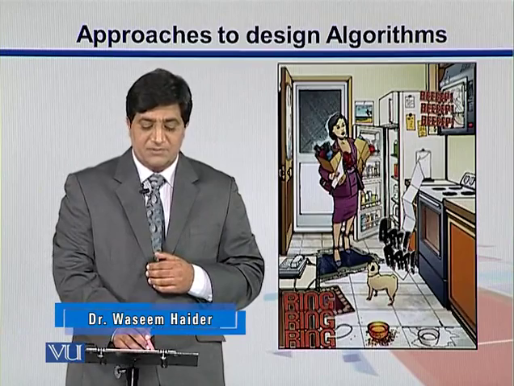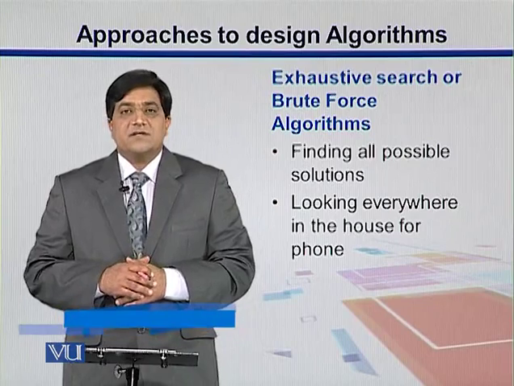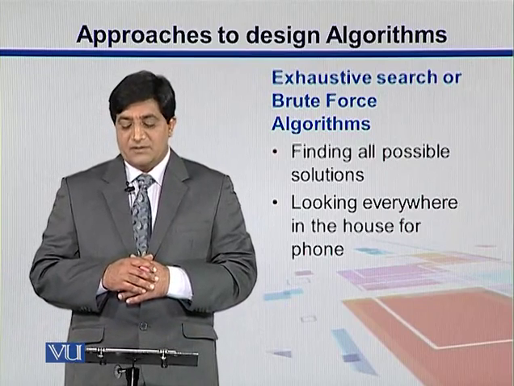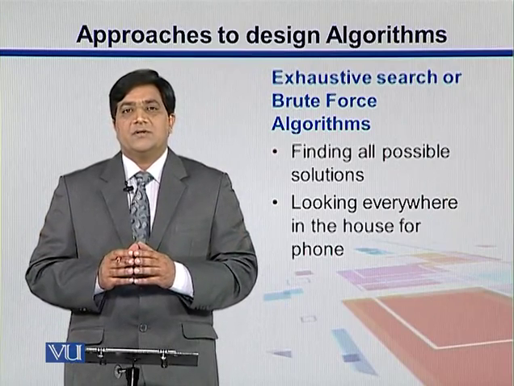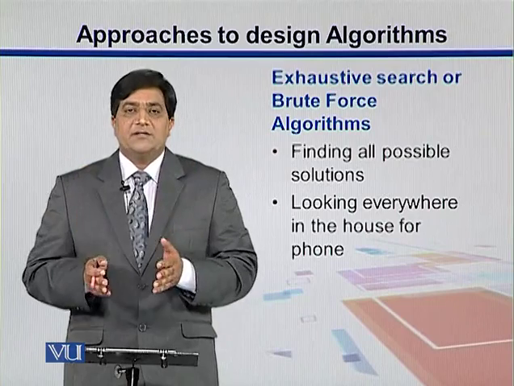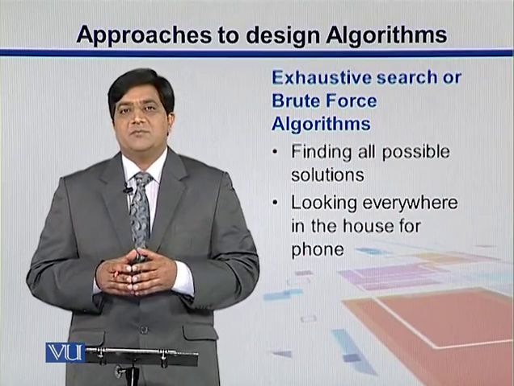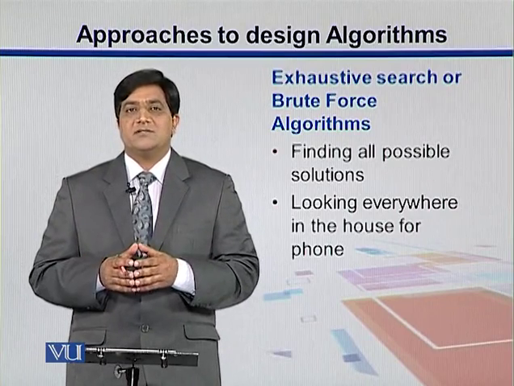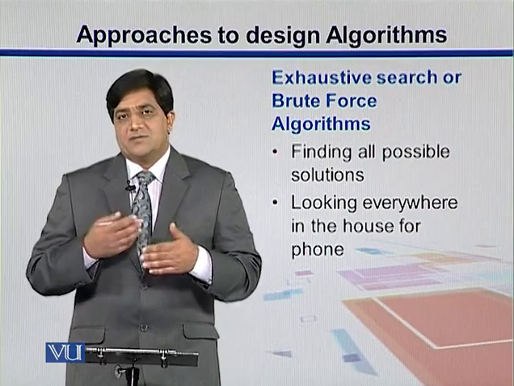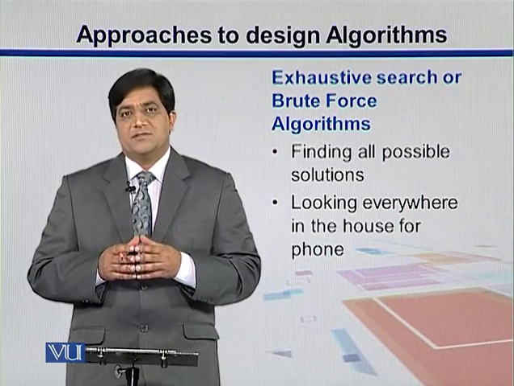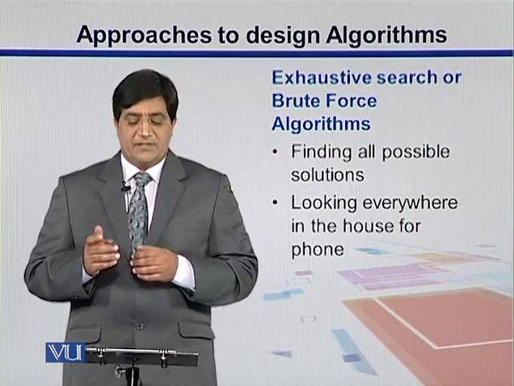So there are different approaches with which we can find our phone. Number one is exhaustive search or brute force algorithm. It's where you try to find all possible solutions. So you go around and look at everywhere. So you are guaranteed that you will find your phone. How long will it take? If you are lucky, maybe you get it in the first couple of minutes, or it might take hours. But in this kind of solution, this brute force algorithm, you are guaranteed that you will have the exact solution of the problem, but they are intensive.